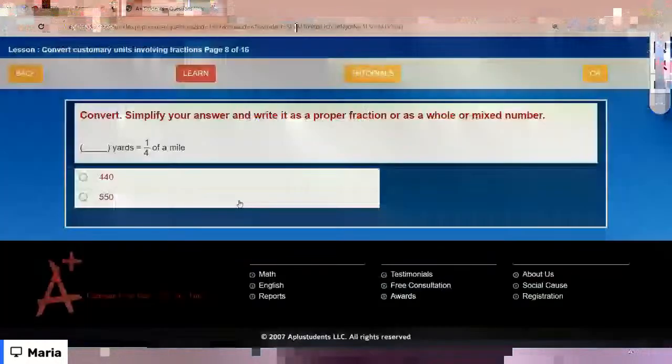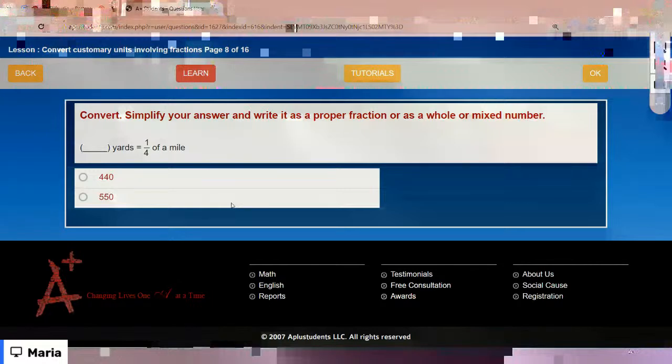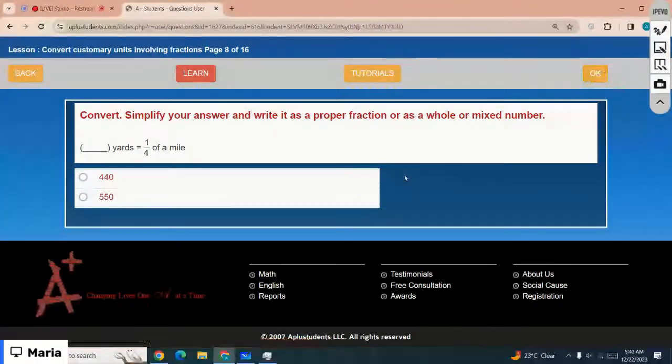Okay, the next one is 1/4 of a mile equals. Yes, that is 440, right? Because 1 mile equals 1760 yards. So that equals 440 yards. Got it? The correct option is 440 yards.